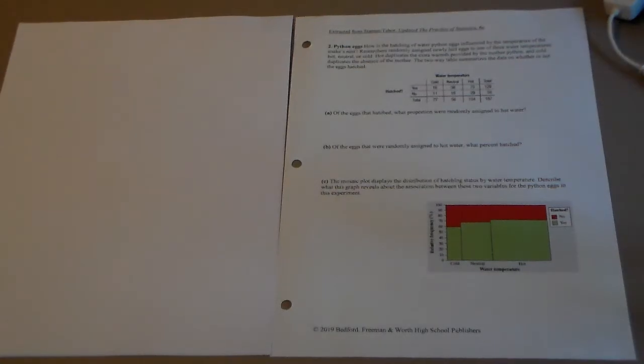Okay, so it says Python eggs. Terrifying Python eggs. Are you kidding me? How is the hatching of water python eggs, I didn't know they were water pythons, influenced by the temperature of the snake's nest? Researchers randomly assigned newly laid eggs to one of 3 water temperatures, hot, neutral, or cold. Hot duplicates the extra warmth provided by the mother python, and cold duplicates the absence of the mother. The two-way table summarized the data.